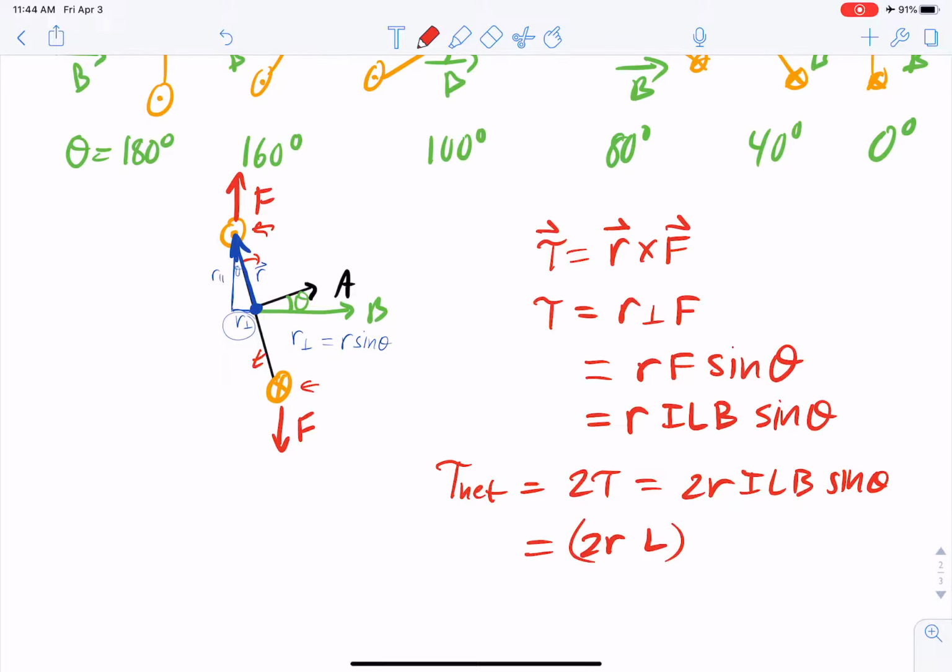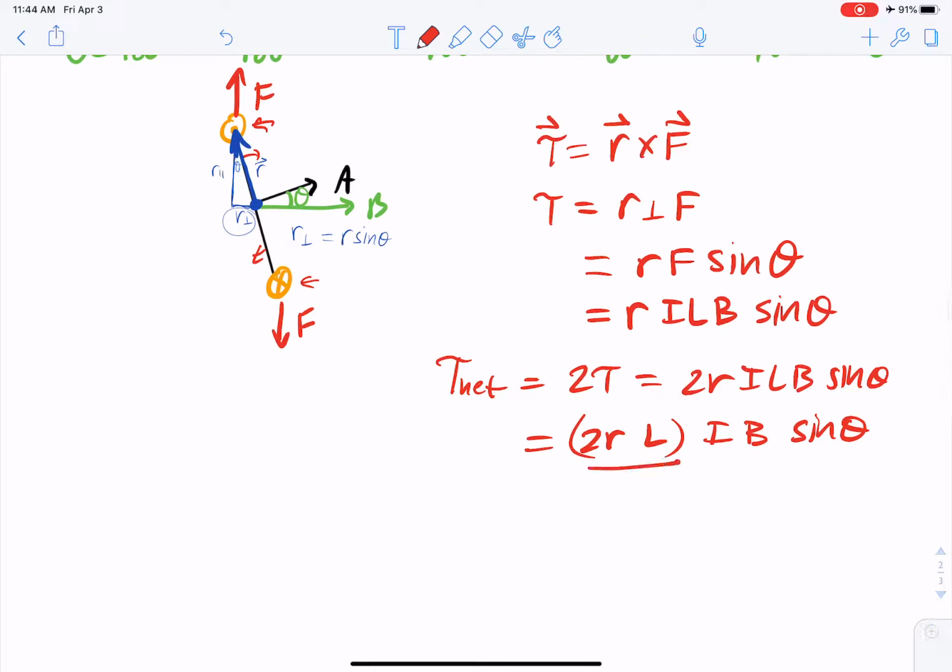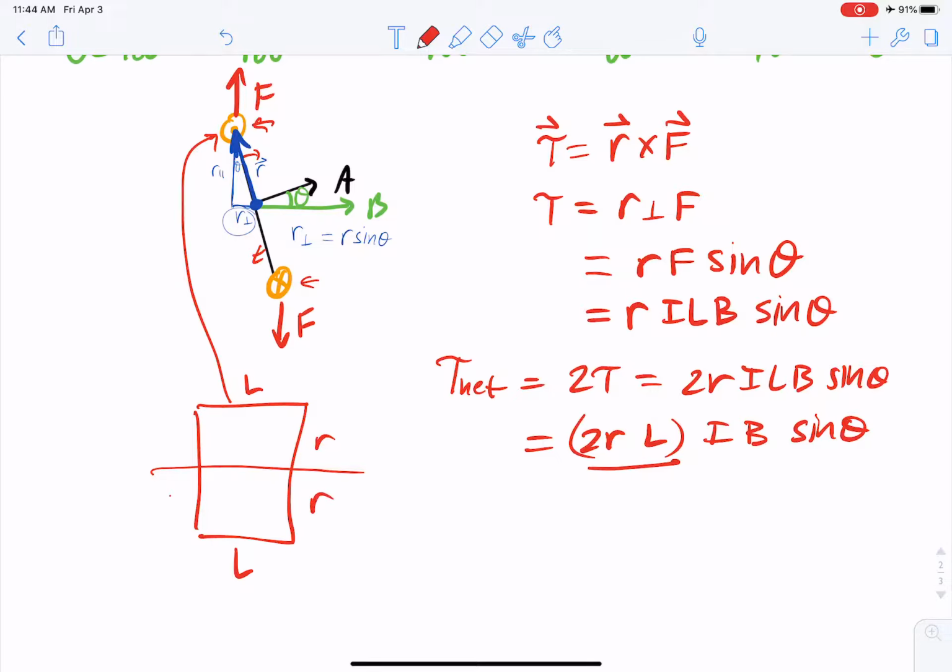I'm going to do it like this. Because this is the area of the loop. If we draw the loop this way where we can see it again, L was that length there. This is that side, right, with the current on the end. Here's the axis of rotation. Those are each R. So this length is 2R. So the area is the product of the length of the sides.